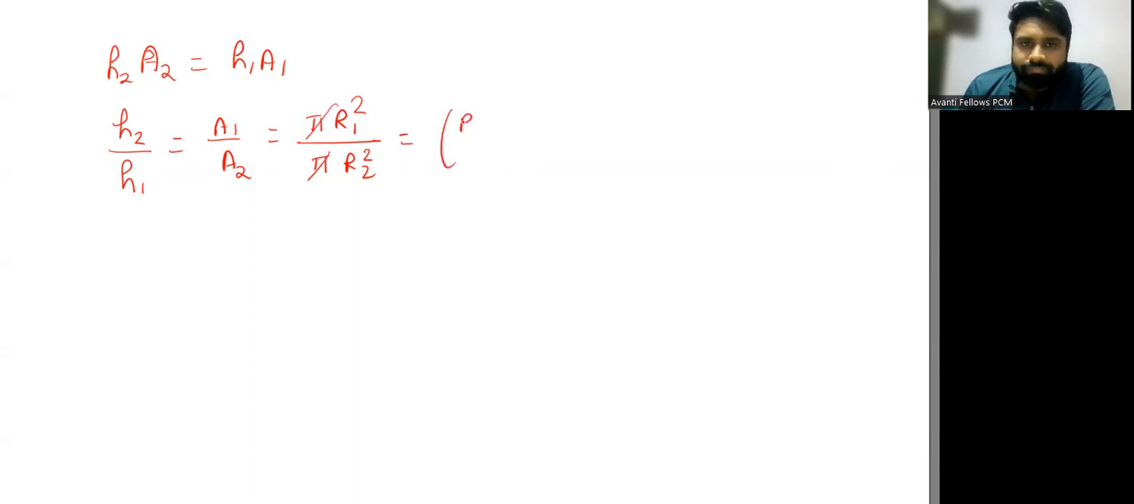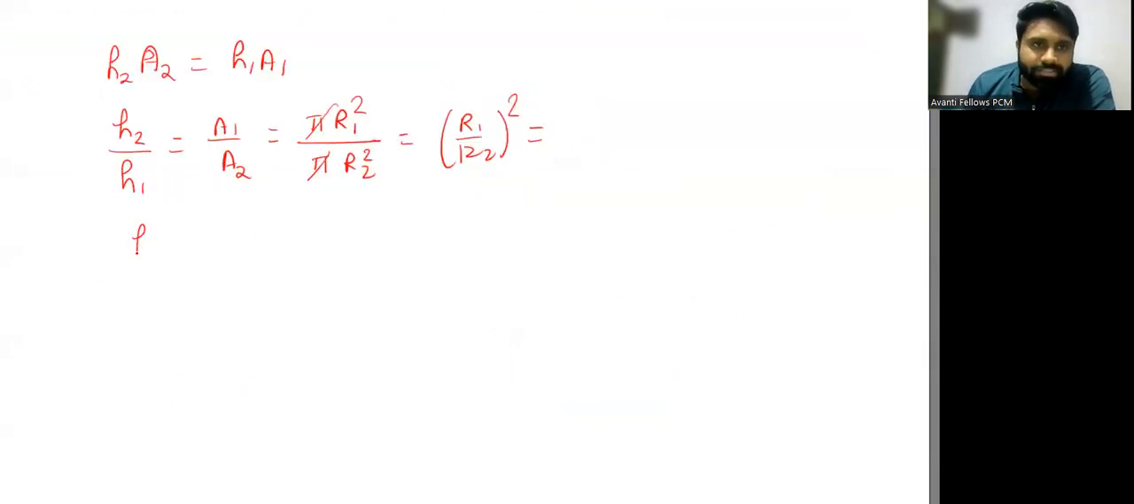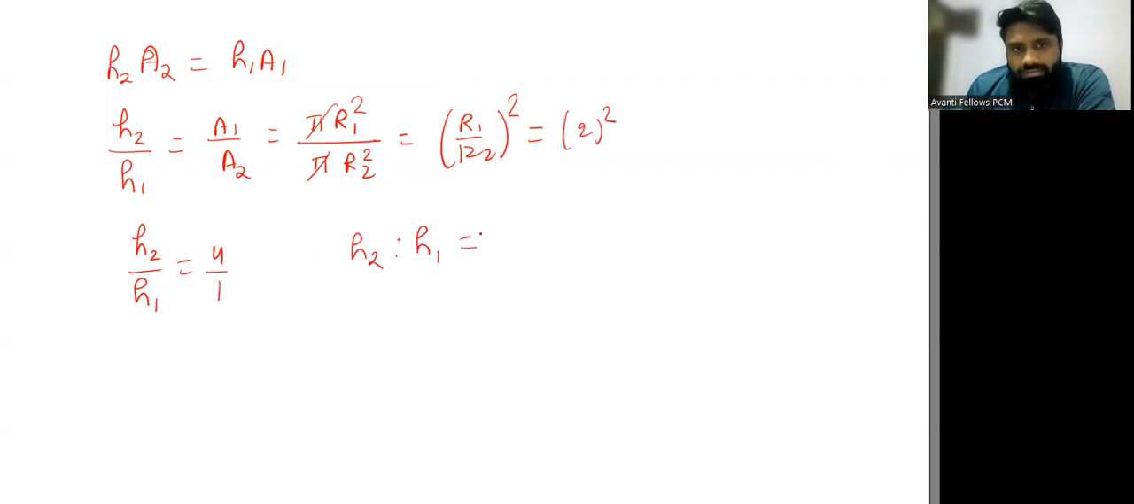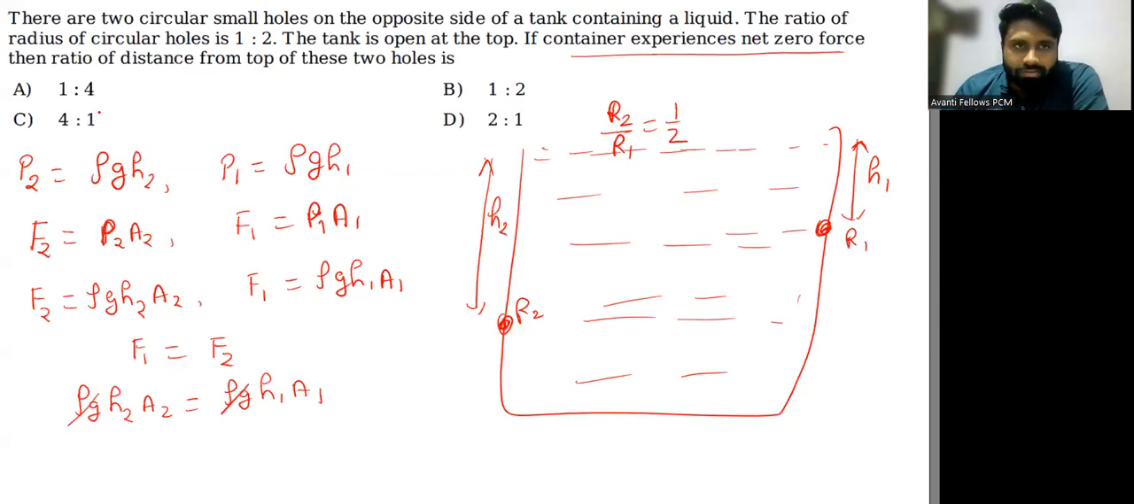R1 by R2 whole square. But in this question, R2 by R1 is given, so you need to reverse it. h2 by h1 is equal to 2 square, which is 4 is to 1. So h2 is to h1 is 4 is to 1. So this is the ratio of height. Okay, so 4 is to 1 is the correct option.